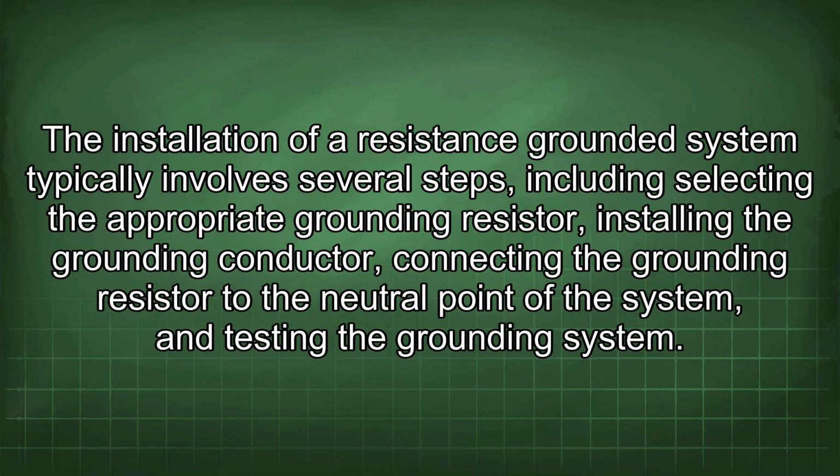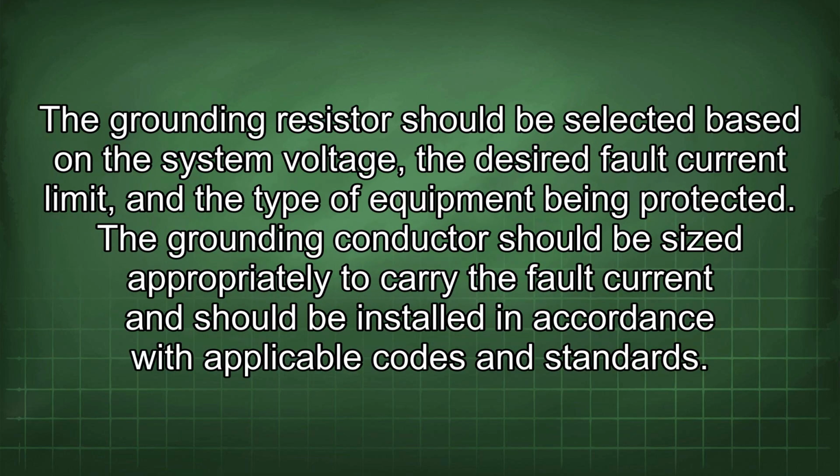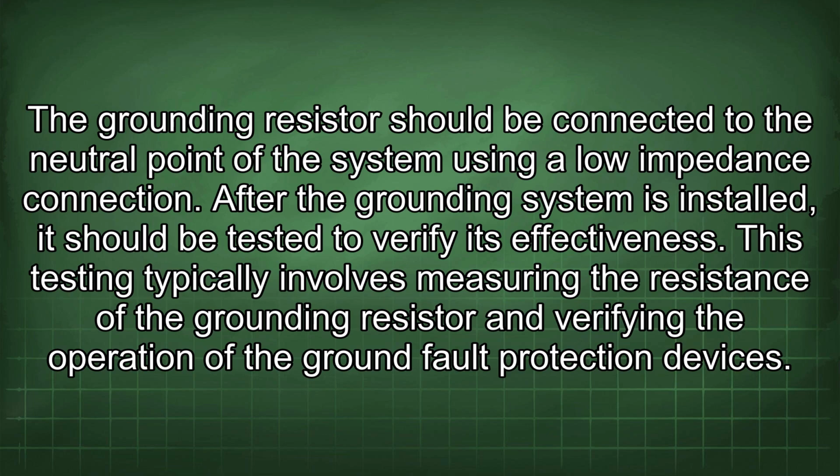The installation of a resistance-grounded system typically involves several steps, including selecting the appropriate grounding resistor, installing the grounding conductor, connecting the grounding resistor to the neutral point of the system, and testing the grounding system. The grounding resistor should be selected based on the system voltage, the desired fault current limit, and the type of equipment being protected. The grounding conductor should be sized appropriately to carry the fault current and should be installed in accordance with applicable codes and standards. The grounding resistor should be connected to the neutral point of the system using a low impedance connection.